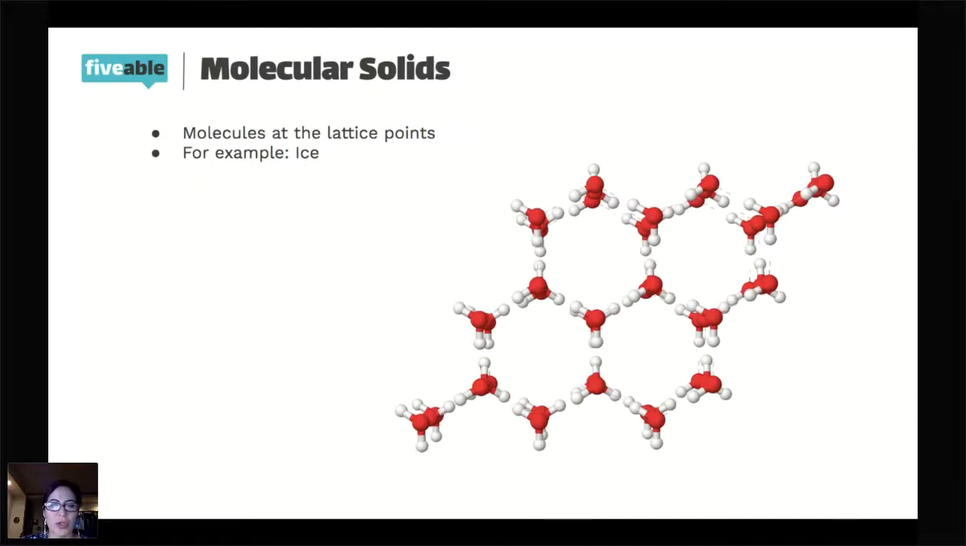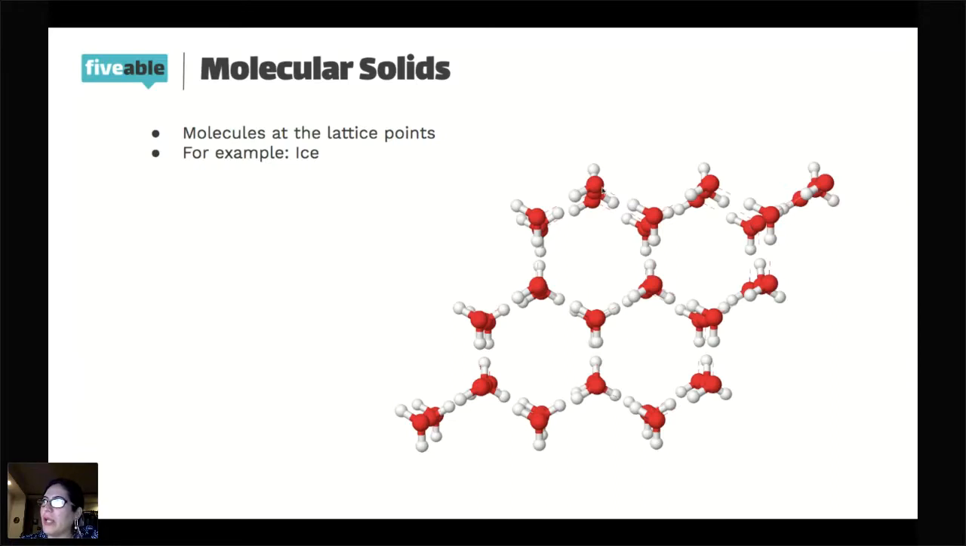Okay, we're going to switch to molecular solids. Molecular solids, as the name says, will have molecules at the lattice points. Remember, ionic solids have ions on the lattice points. Now we have molecules, so covalent compounds will be on the lattice points. For example, ice. In ice, we have molecules of water at the lattice points. So remember, this is an oxygen attached to two hydrogens. And now we do have intermolecular forces acting on them because this is a covalent compound.